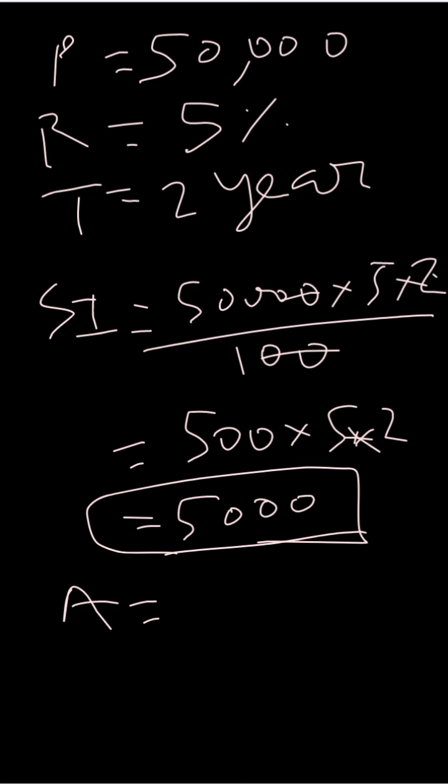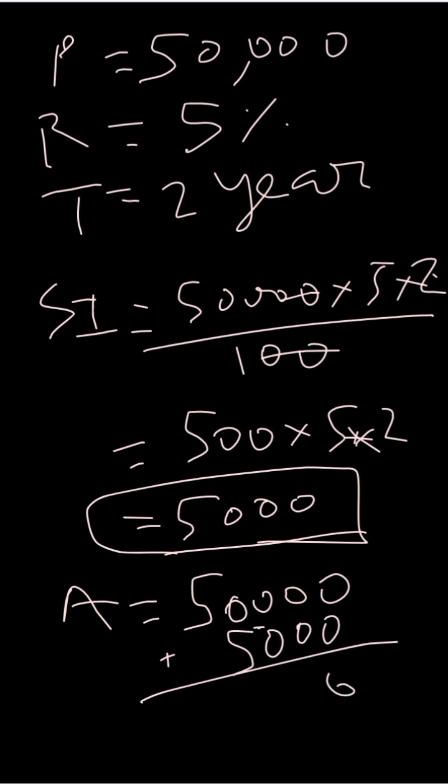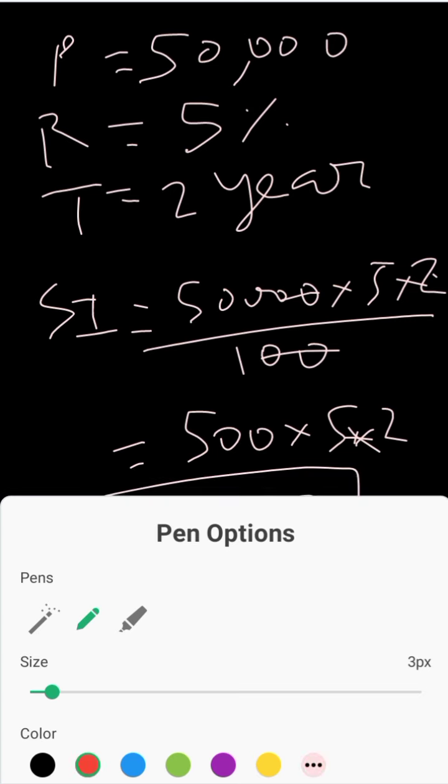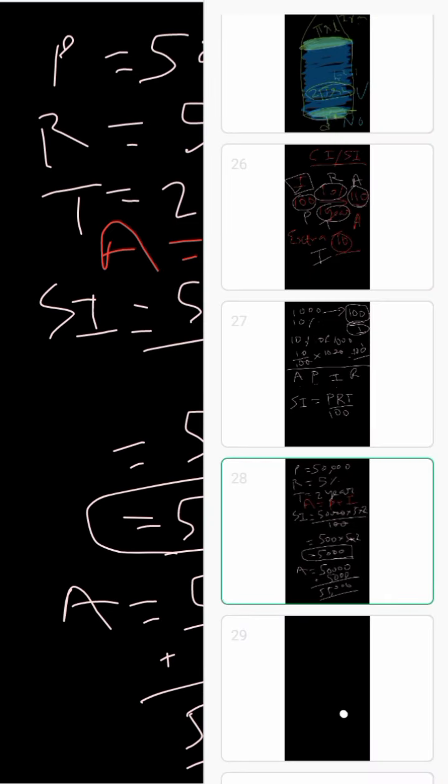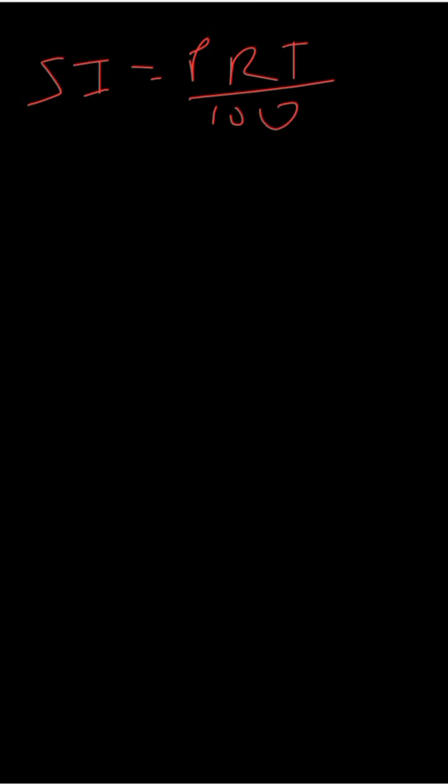So the total amount you will get is 50,000 plus 5,000 extra. So it is 55,000 rupees you will get after 2 years. So you can conclude the formula of amount also from this. I am writing with another pen. Amount is equal to principal plus interest. So SI equal to PRT upon 100.